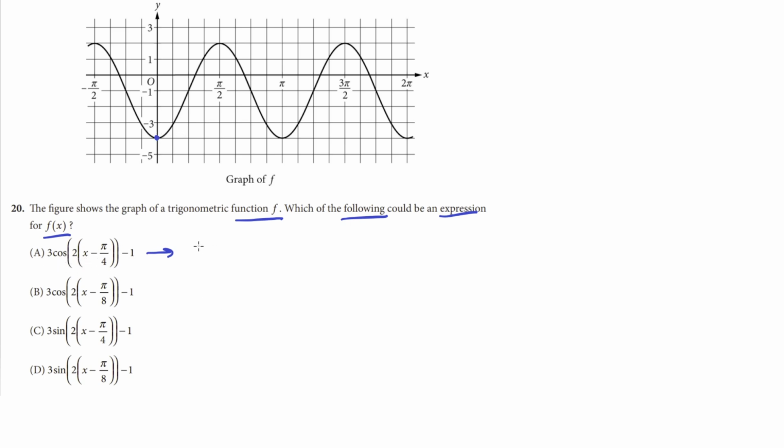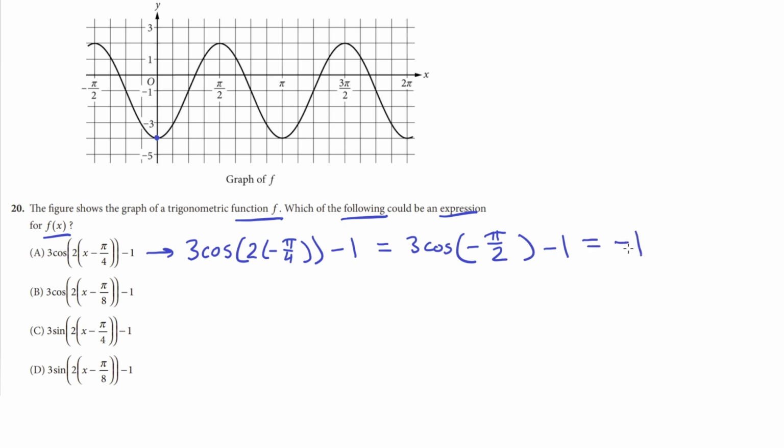So when x is 0, we're left with 3 cosine of 2 times 0 minus pi by 4. So it'll just be negative pi by 4, minus 1. And this we can simplify to 3 cosine of negative pi by 2, minus 1. Cosine of negative pi by 2, that's just 0. So this just evaluates to negative 1. So that means A has to be incorrect, because the graph needs to have a y value of negative 4 at an x value of 0.